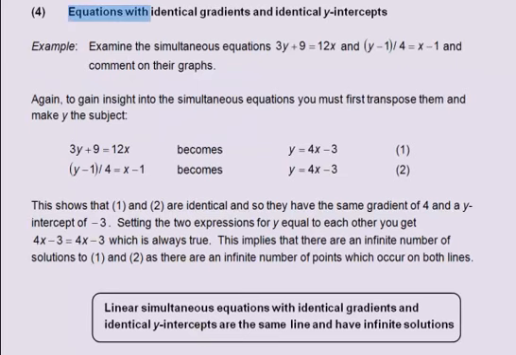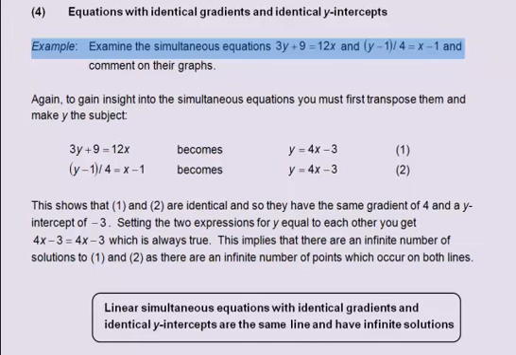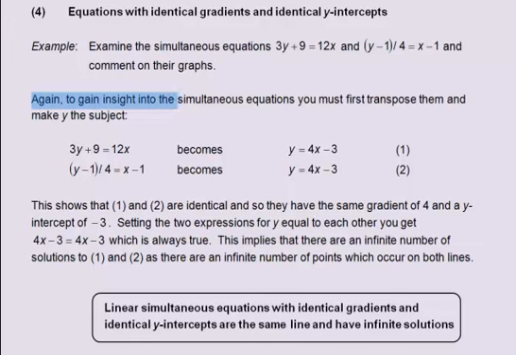4. Equations with identical gradients and identical y-intercepts. Example. Examine the simultaneous equations 3y plus 9 equals 12x and y minus 1 divided by 4 equals x minus 1 and comment on their graphs. Again, to gain insight into the simultaneous equations, you must first transpose them and make y the subject. 3y plus 9 equals 12x becomes y equals 4x minus 3.